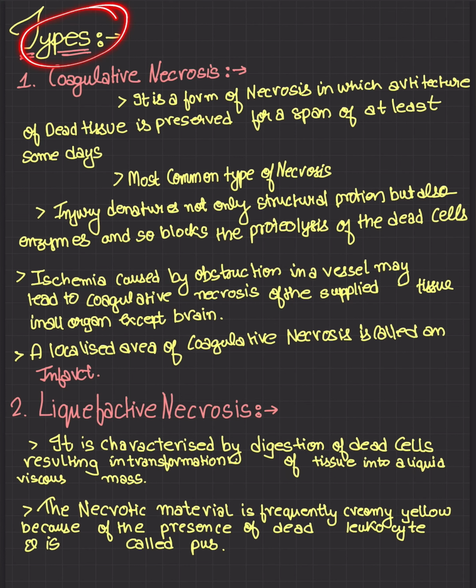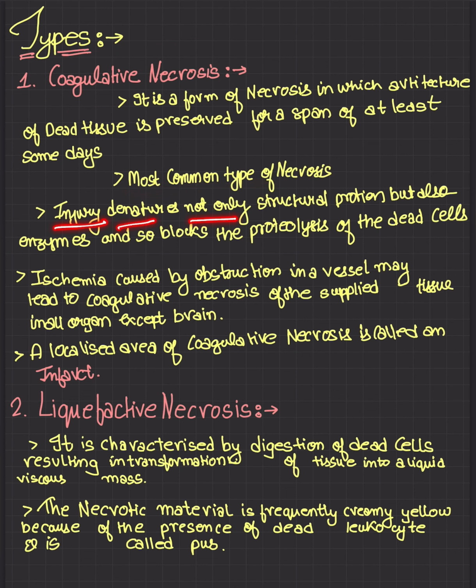Now coming to the types of necrosis. The first type of necrosis is coagulative necrosis. It is the form of necrosis in which architecture of the dead tissue is preserved for a span of at least some days. Coagulative type of necrosis is the most common type of necrosis.